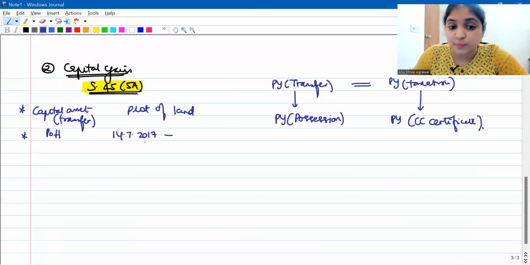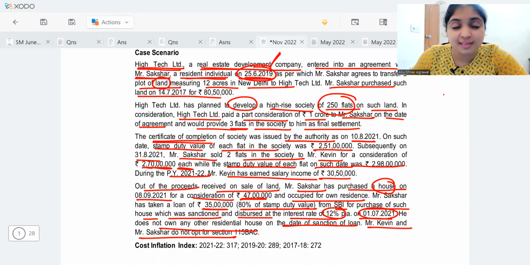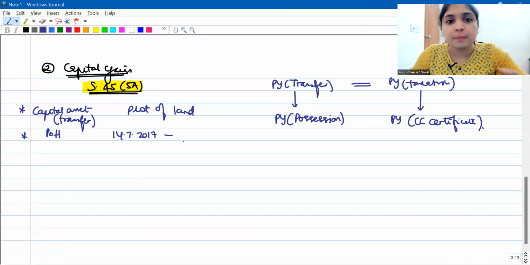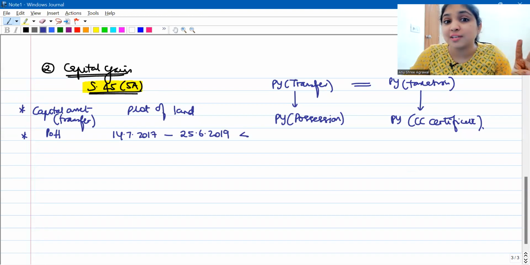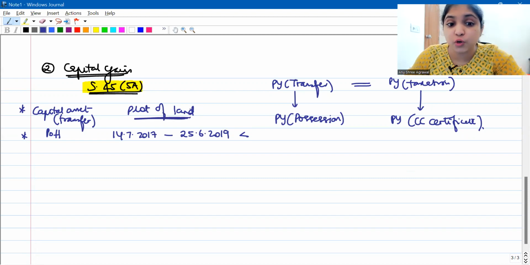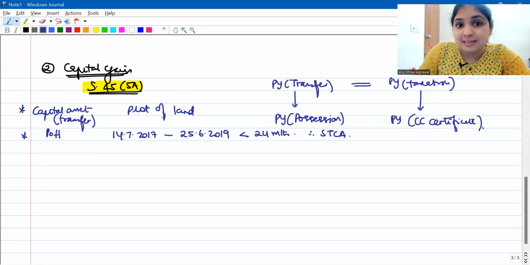So period of holding will start when he acquired the property on 14th July 2017, and it will end on the date of transfer of possession. That is, it will end on the date on which he handed over the plot of land to Hitech Limited, which is 25th June 2019. Now, this period, if you see, is definitely less than 12, 24, 36. And what's a relevant period of holding for immovable property? We're talking about land, immovable property. The relevant period of holding will be 24 months, right? And this period is definitely less than 24 months, and therefore it's going to be short-term capital asset. All right. Now, so capital asset, plot of land, period of holding is less than 24 months, short-term capital asset.